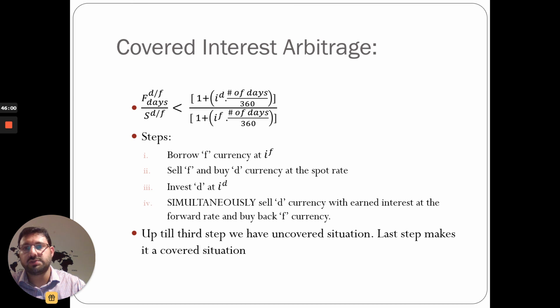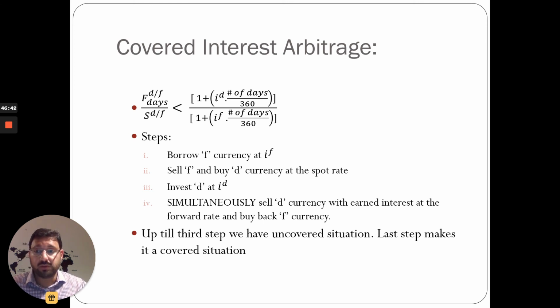Now let's go to the second situation. In the second situation, if your right hand side is greater than left hand side, meaning the ratio of the interest rate of the D currency to the interest rate of the F currency is greater than the ratio of the forward rate to the spot rate, then you need to start from the F side. So borrow F currency at the interest rate of IF, sell the F currency and buy the domestic D currency at the spot rate. Then invest the D currency at the ID, the interest rate of the D country.